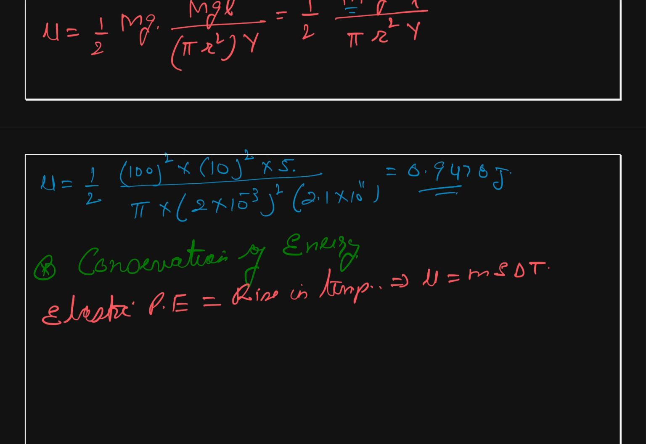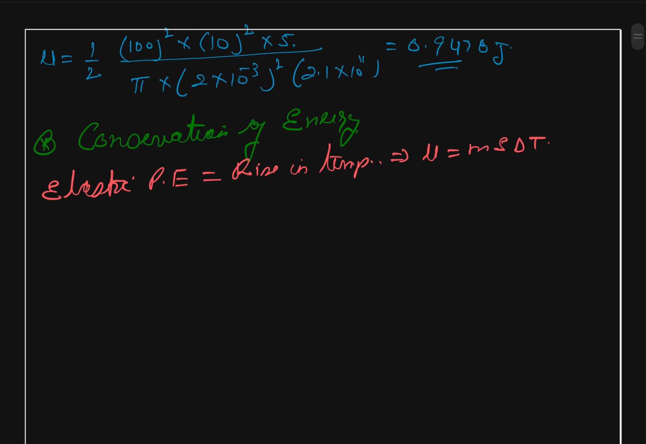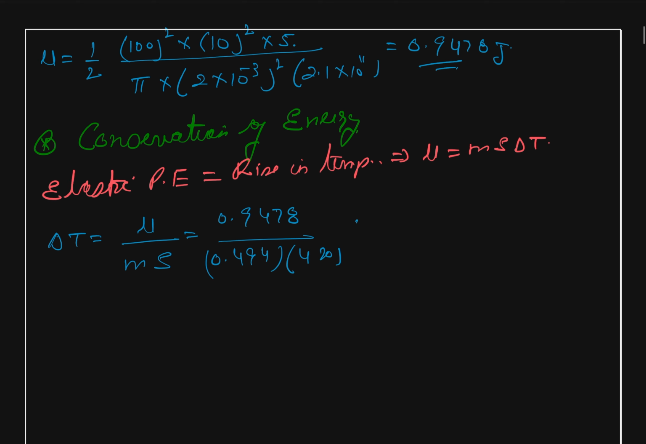So we simply substitute the values. We get delta T will be equal to U divided by mass and specific heat. U is 0.9478. Mass we found out rather is 0.494. Specific heat is given to us as 420. So this rise in temperature comes approximately equal to 4.56 into 10 to the power minus 3 degree centigrade.